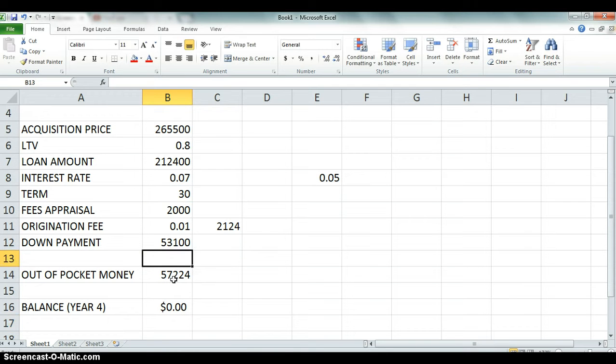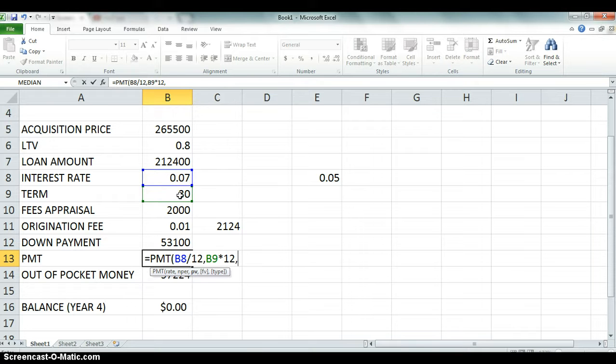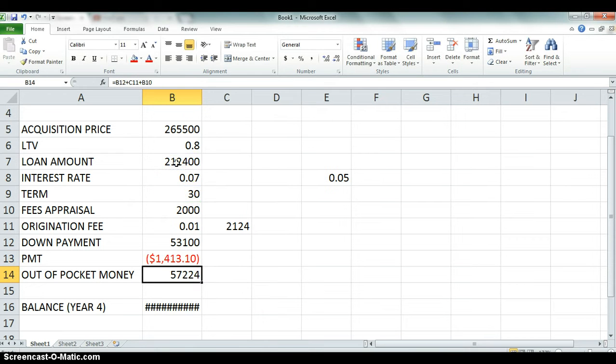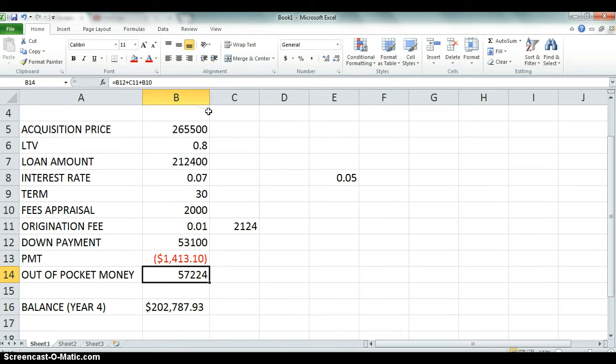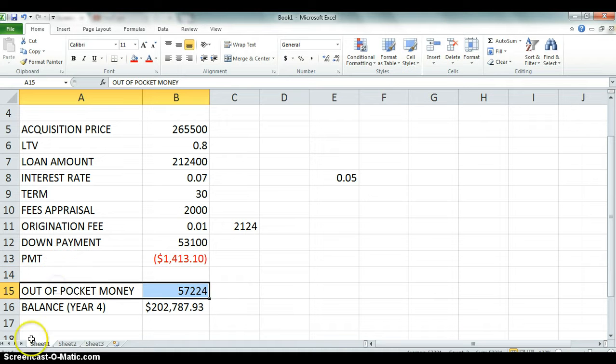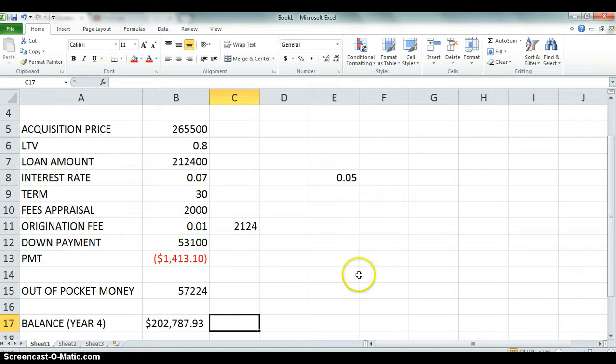Okay, so for the payment, we'll just do equal payment, the rate 7% divided by 12, the number of periods 30 times 12, and the present value is the loan amount. And now we can see the balance at year 4, and we also have the payment. The out-of-pocket money, we can just put it down here, and also move the balance in year 4 down here just for formatting.